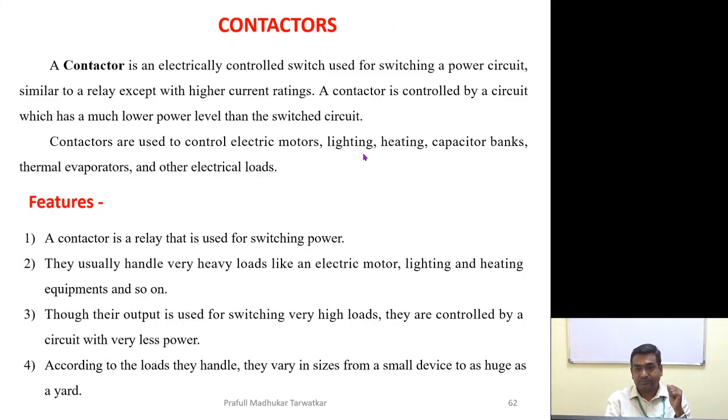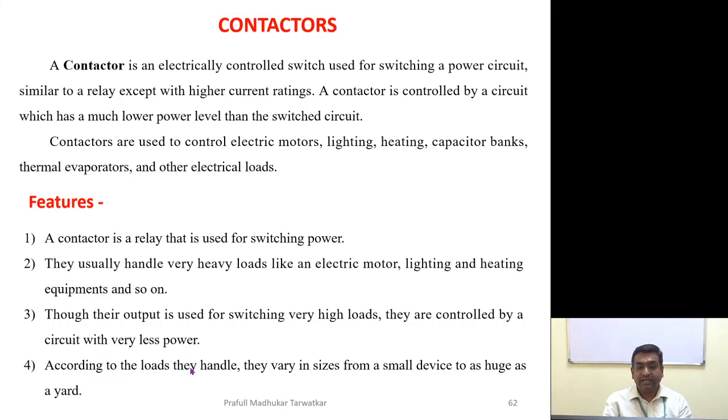Then contactors, basically an electrically controlled switch used for switching a power circuit, similar to a relay except with higher current ratings. A contactor simply makes or breaks the contact. It is controlled by some electrical coil. It is a relay that is used for switching power. They usually handle very heavy loads like electric motors, lighting and heating equipment and so on. Though their output is used for switching very high loads, they are controlled by a circuit with very little power.